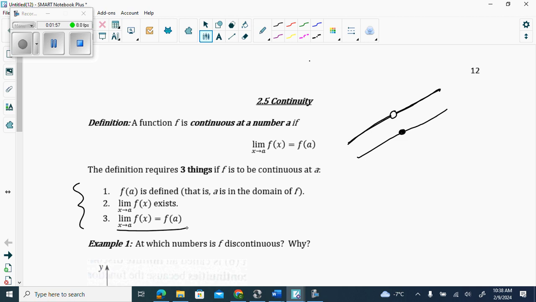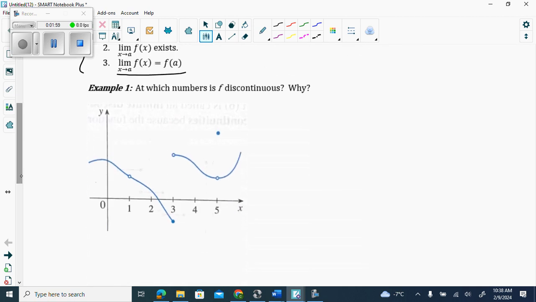All right. So let's look down here. Here we have a graph, not mathematics, not algebra yet. So here it says, at which numbers is f discontinuous? So you can show that it's not continuous by it not working. Either the limit doesn't exist. If the limit doesn't exist, you're done. If f of a doesn't exist, you're done.